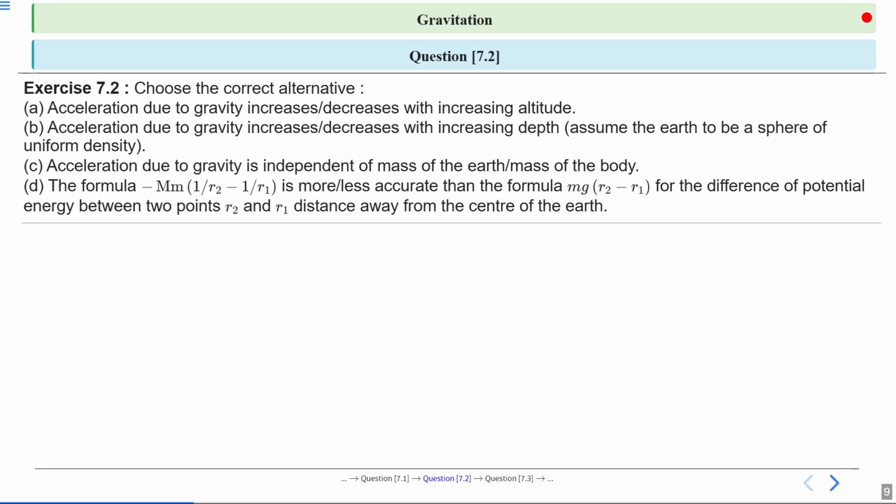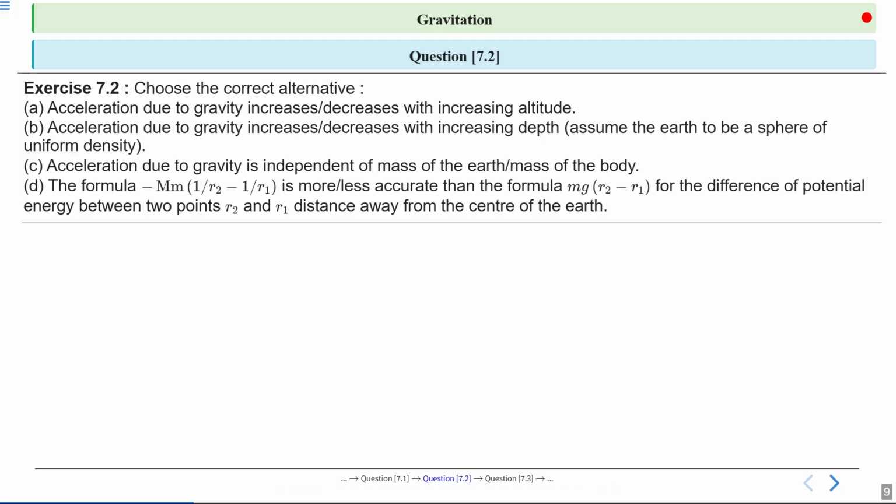7.2. Choose the correct alternative. A: acceleration due to gravity increases or decreases with increasing altitude. So here you have to find out whether the acceleration due to gravity increases or decreases when the altitude increases. B part: acceleration due to gravity increases or decreases with increasing depth.